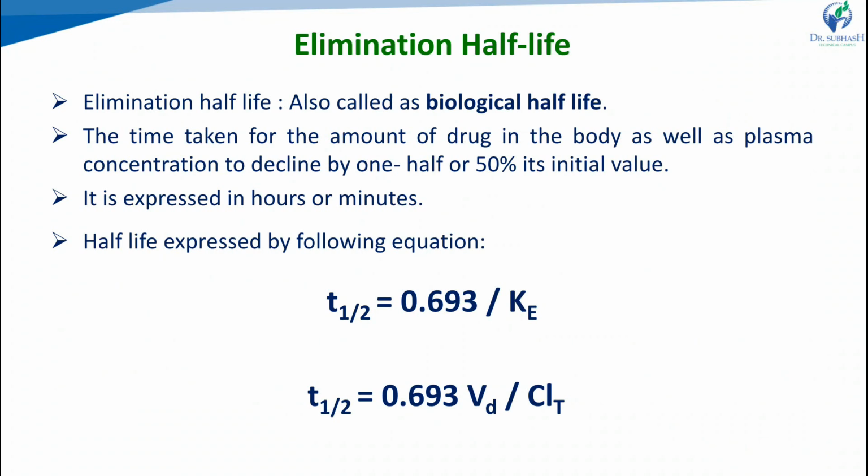The elimination process or excretion process follows first order kinetics. That's why the half-life equation for first order kinetics is T1/2 is equal to 0.693 upon K. It also correlates with the volume of distribution and clearance. So T1/2 is equal to 0.693 times volume of distribution Vd upon clearance.